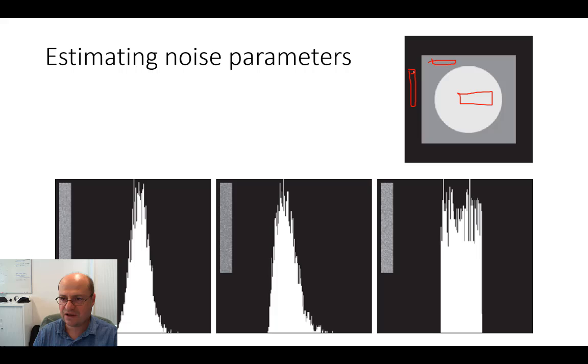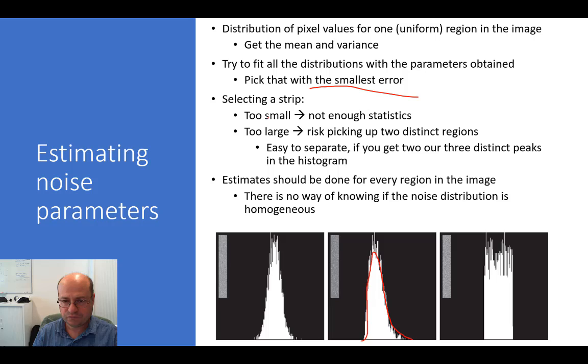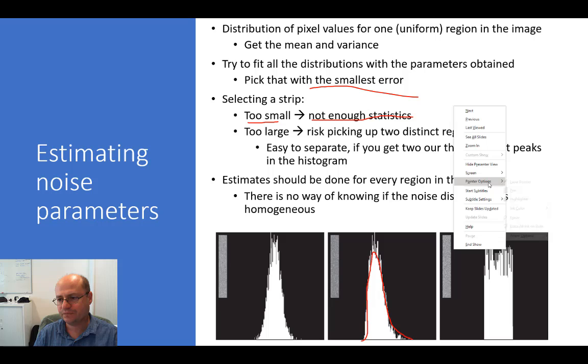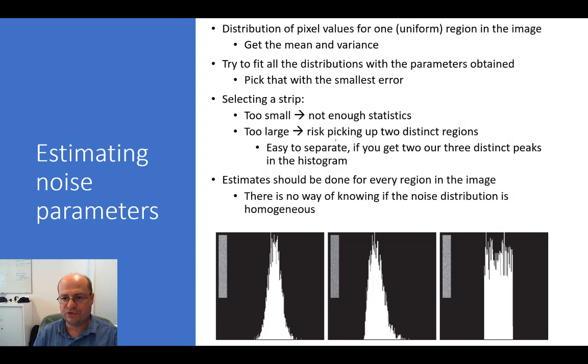Selecting a strip where you're going to cut the image. How do you select these kind of regions to do your statistics on the image? If you select one that's too small, you won't get enough statistics. If you get one that's too large, you risk picking 2 distinct regions. Right? So there's always a human heuristic in it. It's always the image processing expert who's going to select the best regions.